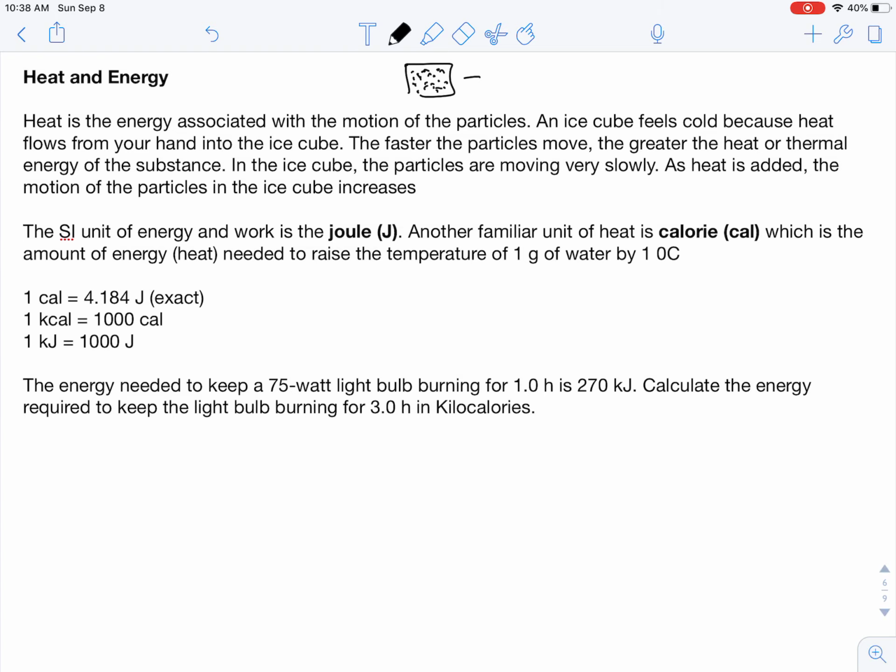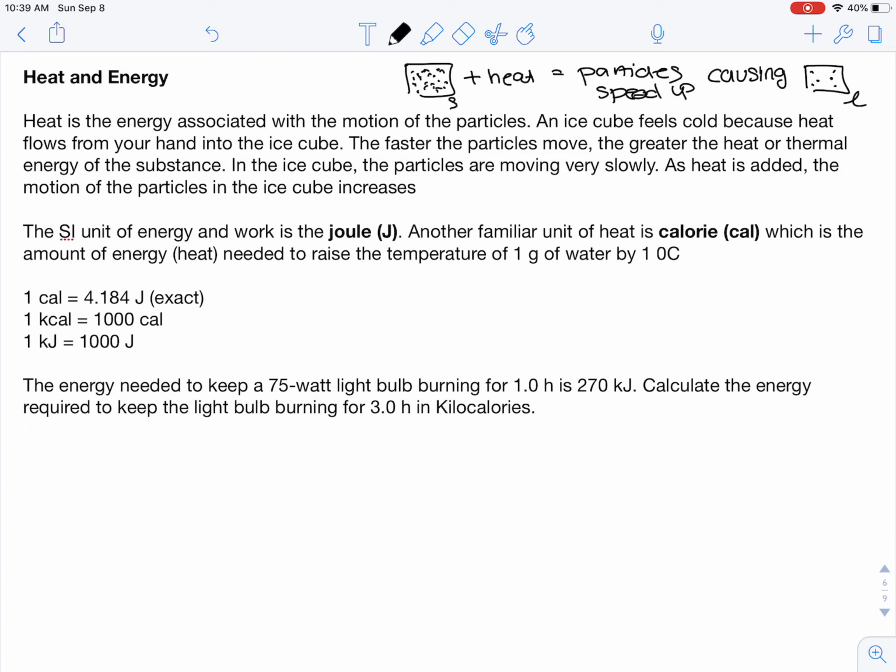And then if you add heat, particles speed up, causing them to move further away and form a liquid. So as the ice cube goes into your hand, the heat from your hand will go into the ice cube, forcing those particles to move faster, and then your hand cools down because it's releasing some of that energy.